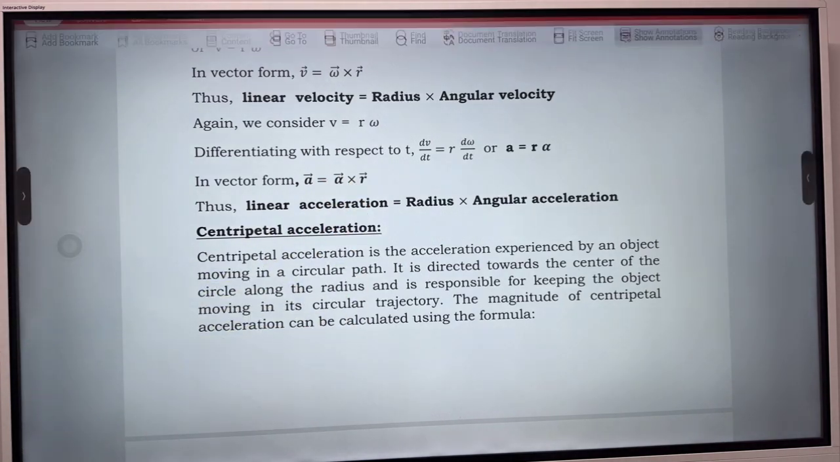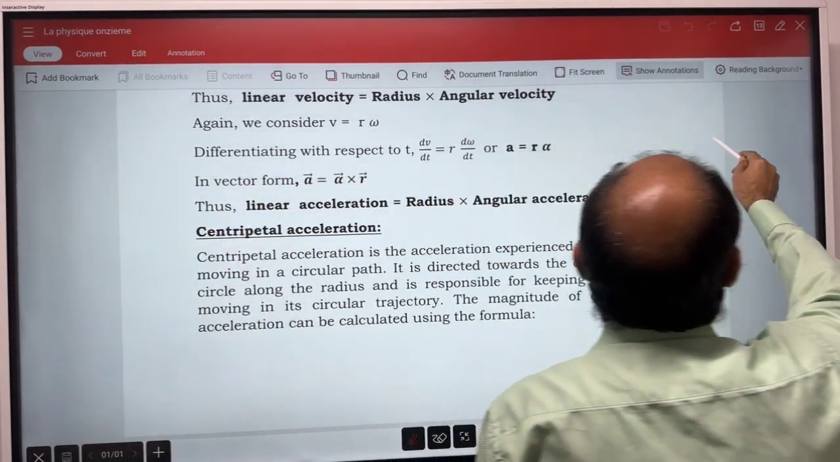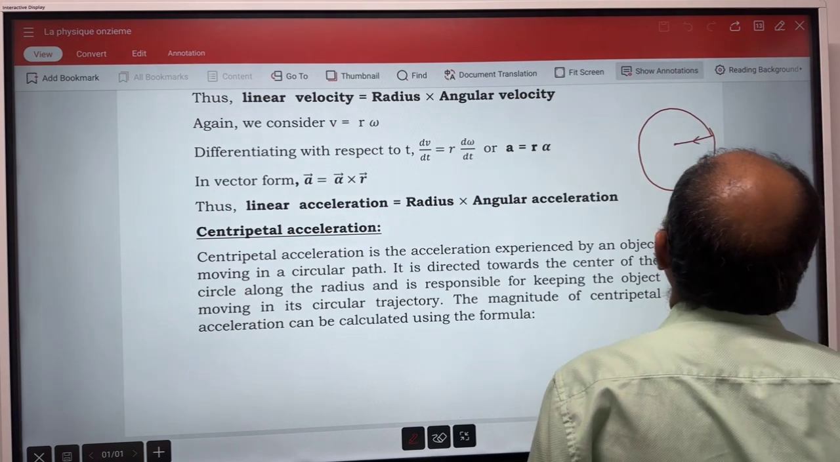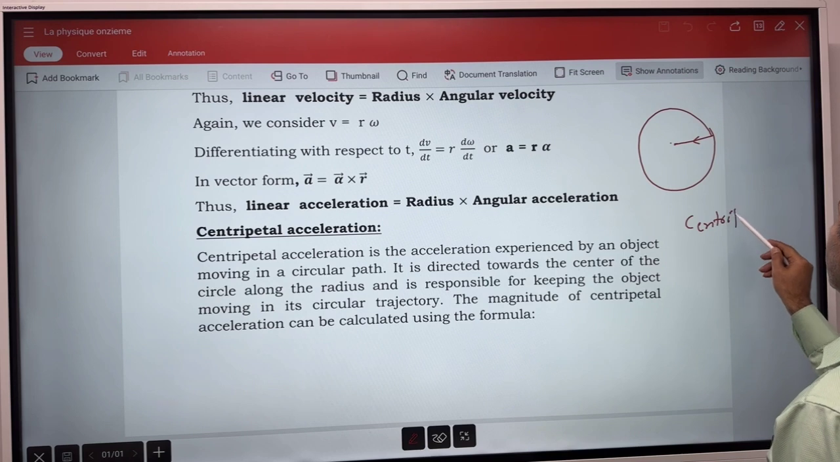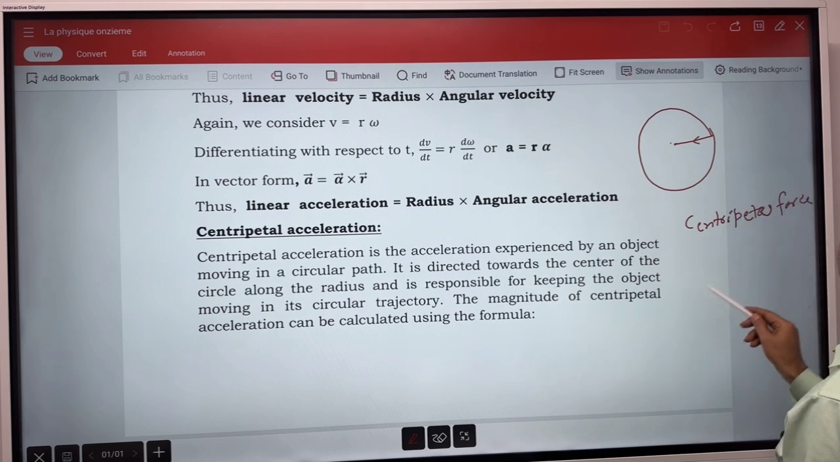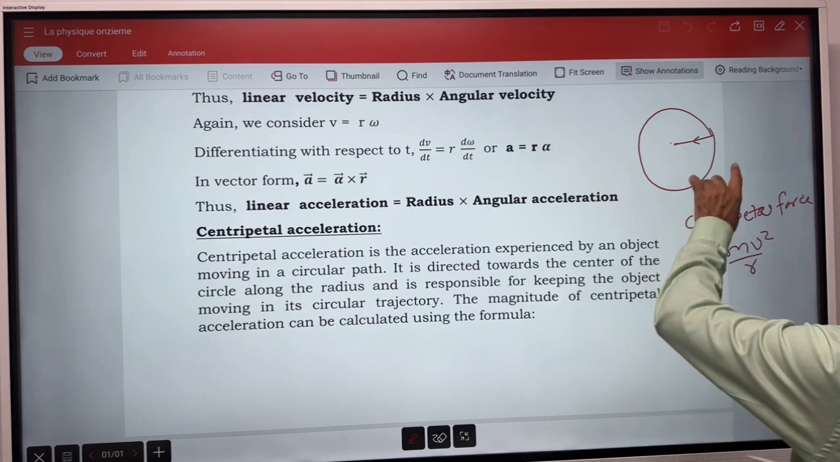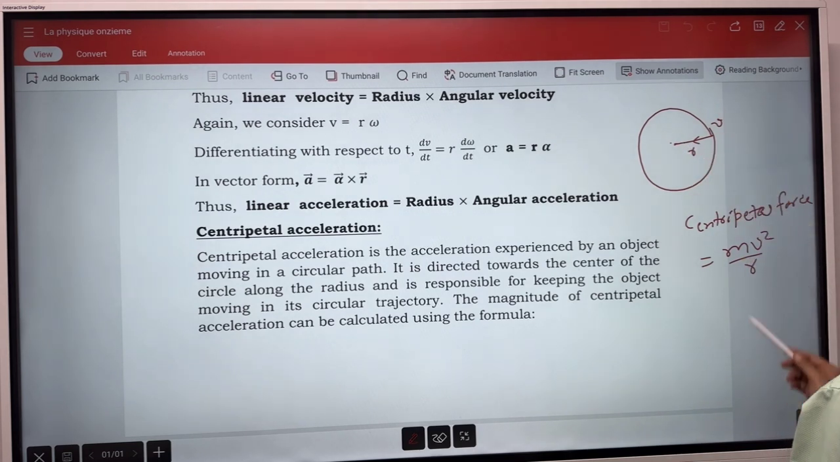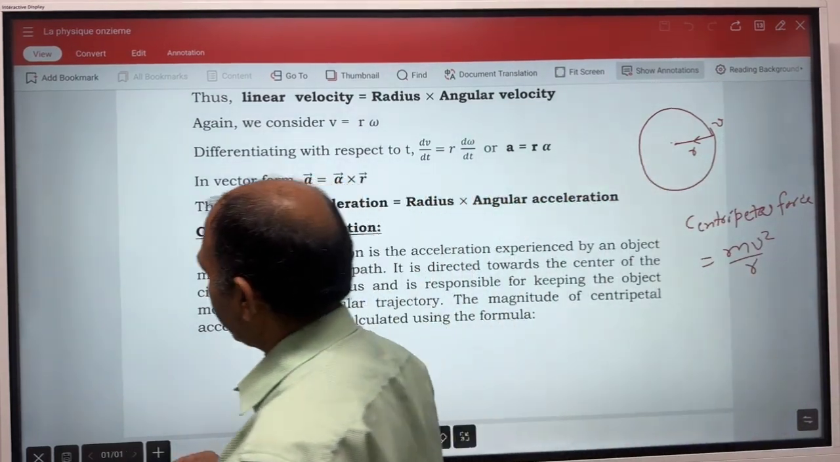Now centripetal acceleration. So what does centripetal acceleration mean? If an object moves in a circular path, there will be one force towards the center, that is centripetal force. And it is given by m v square divided by r, where v is the velocity with which the object is going in a circular path, and m is the mass of the object. So here we are going to derive the same thing.